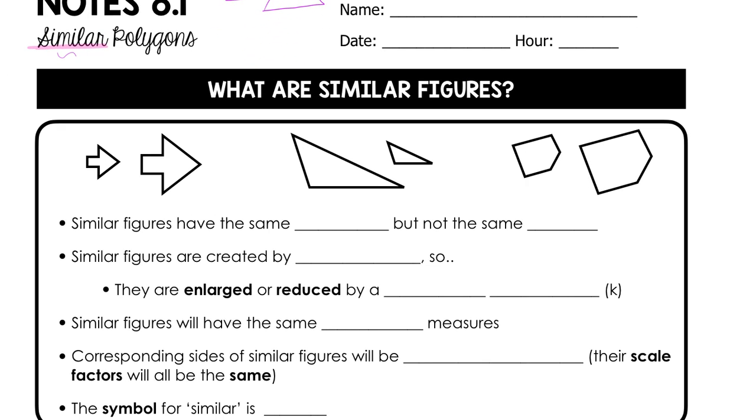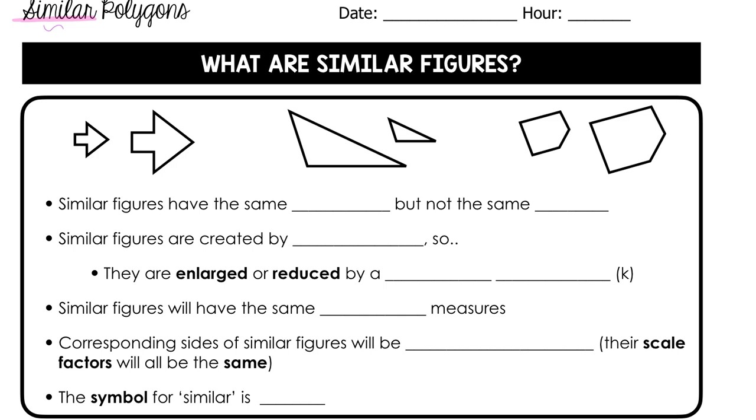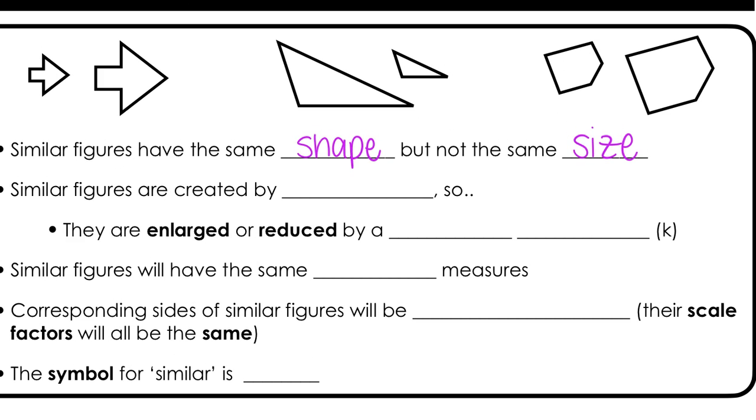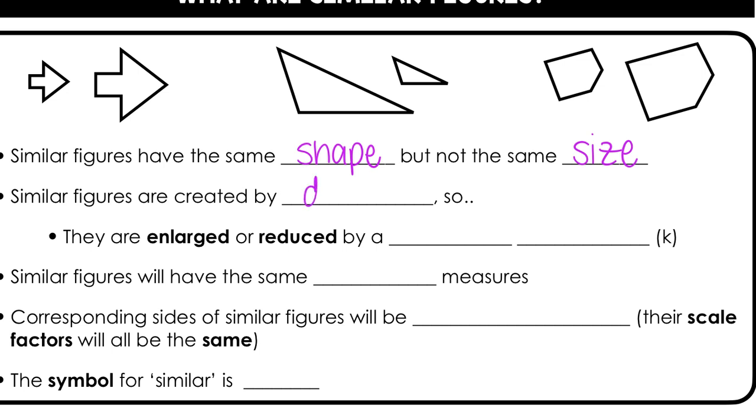So a lot of this is going to be review, but we're just kind of setting up this chapter and talking about some properties about similar polygons. So what are similar figures? They're going to have the same shape. So they're going to look the same, but they're not going to be the same size. And as I just mentioned, they are created by dilations. That's something we learned about a long time ago. So they're going to be either enlarged or reduced by a scale factor.